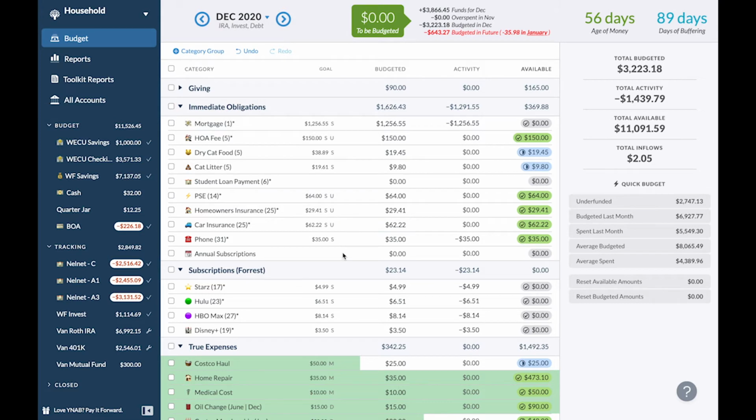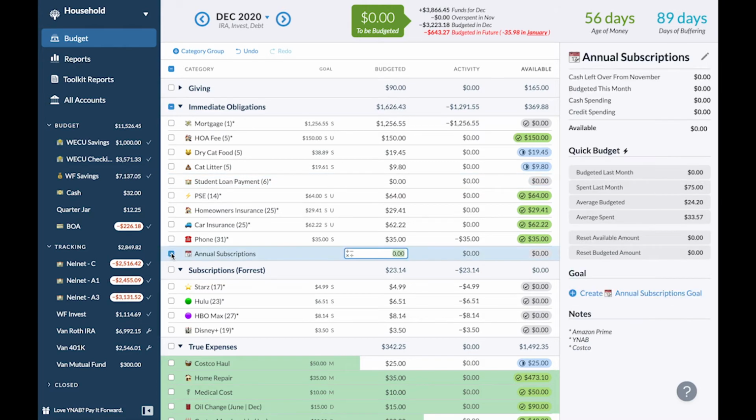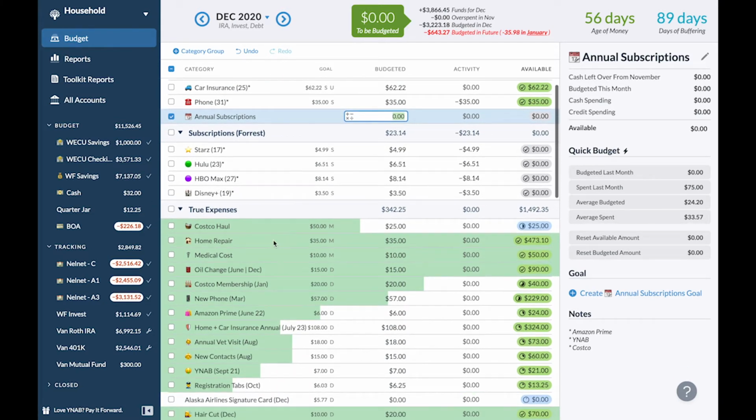Now I want to go over some changes that are in my budget. I love going over the changes in my budget. I love how flexible YNAB is, and I just want to talk through some of it. My immediate obligations, most of these have remained the same. I did add back my student loans because I will have to budget for those minimum payments in January. I also added annual subscriptions. So I decided to try to make all of my true expenses more like shell categories.